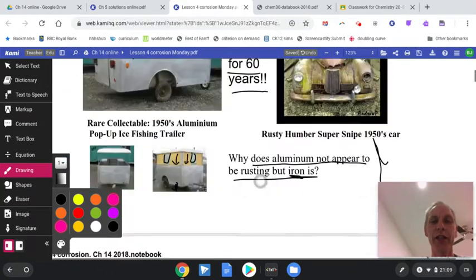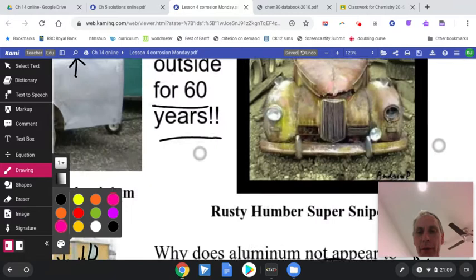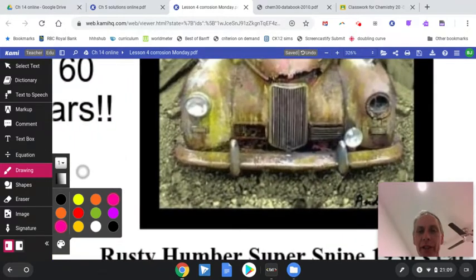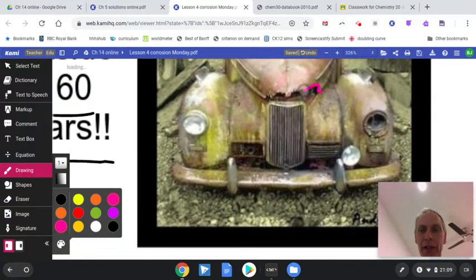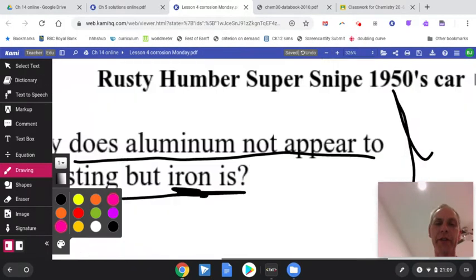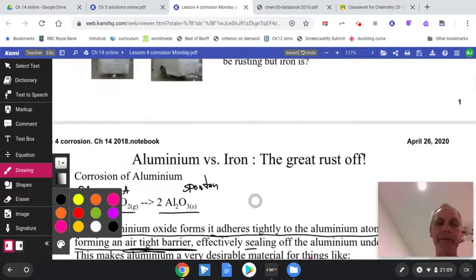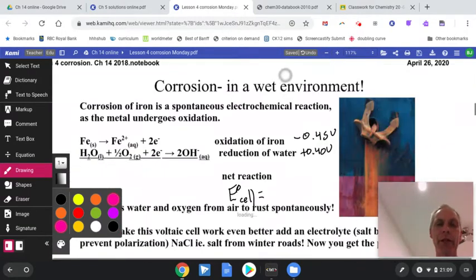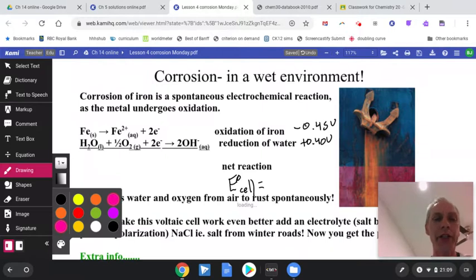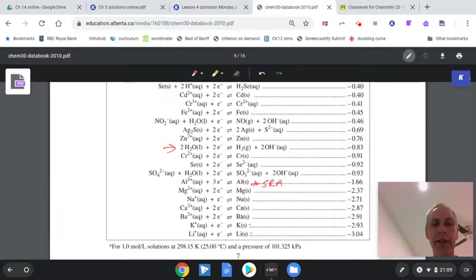If we go back and look at the Humber Super Snipe, you can see in this section how layer after layer has been corroded and there's nothing left. All of the iron is gone in that section of the car. Okay, so the redox reaction, you need to know this one, but it's in your table of relative strengths, so you don't have to figure it out. You just have to be able to find it.